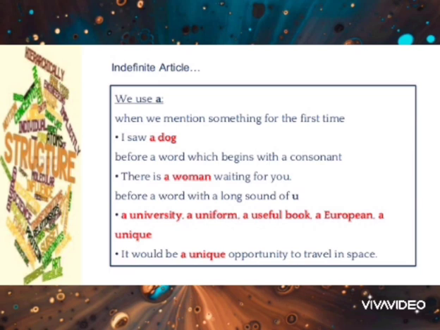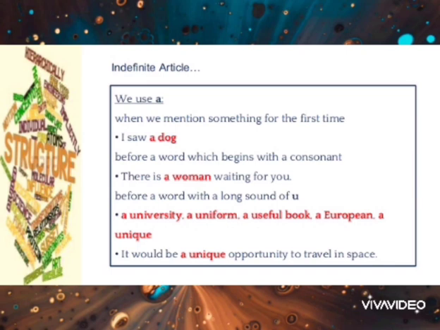Indefinite article: we use a when we mention something for the first time. For example, I saw a dog. Also before a word which begins with a consonant. For example, there is a woman waiting for you. Before a word with a long sound of u, which is pronounced like y-o-u. For example, a university. Here, u is pronounced like y-o-u. A uniform, a useful book, a European, a unique. It would be a unique opportunity to travel in space.